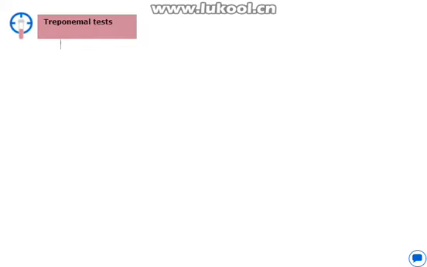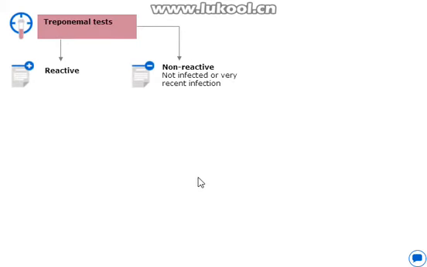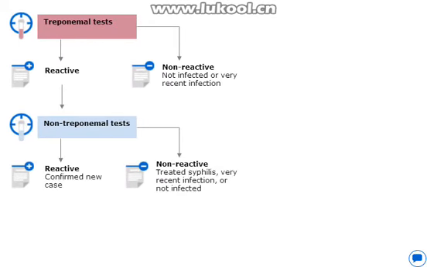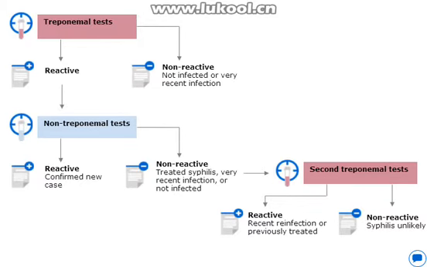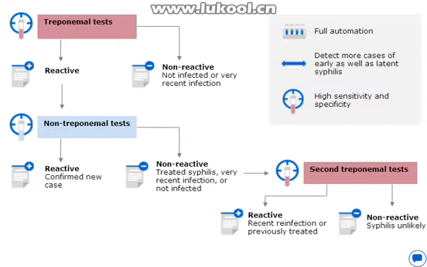Increasingly, laboratories are using automated or semi-automated treponemal antibody tests for screening. Positive samples are then tested with a quantitative non-treponemal test. If the test results disagree, the sample is then tested using a second treponemal test.